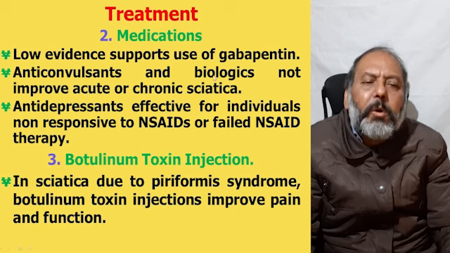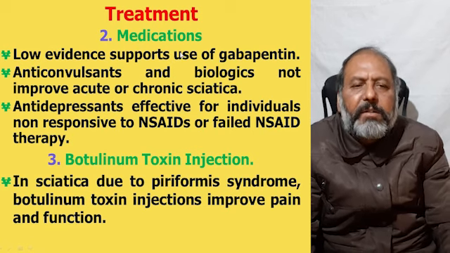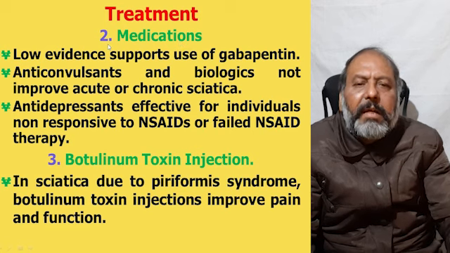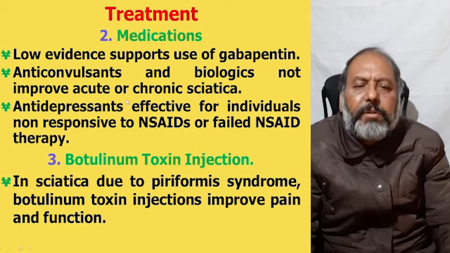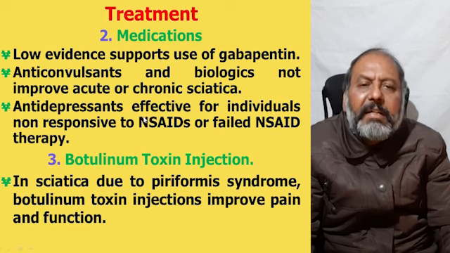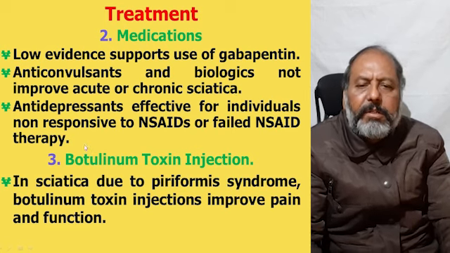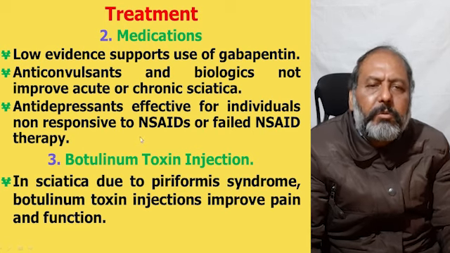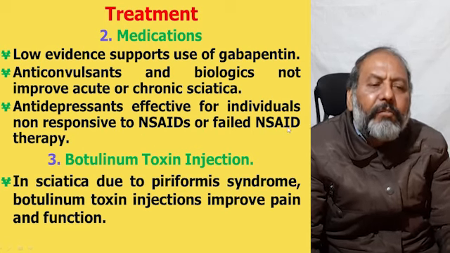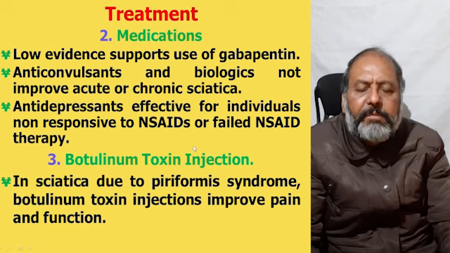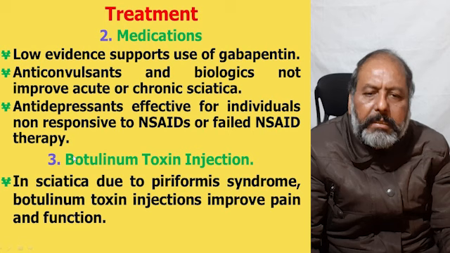Low evidence supports use of gabapentin as part of the medication treatment. Anticonvulsants and biologics do not improve acute or chronic sciatica. Antidepressants are sometimes effective for individuals non-responsive to non-steroidal anti-inflammatory drugs, or after failed non-steroidal anti-inflammatory therapy, or when the patient is not able to tolerate it.